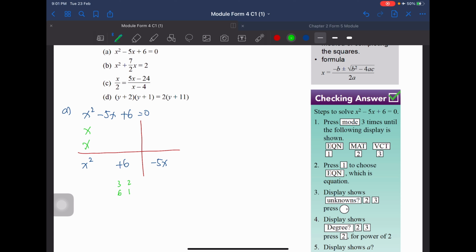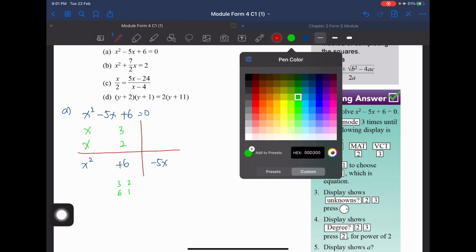Next tengok sini, we have 5. Abaikan dulu dia punya simbol. 5. What are the two numbers? Kalau awak tambah atau tolak akan dapat 5. So 6 plus 1 is 7. 9 minus 1 is not 5. 3 minus 2 is 1. 3 plus 2 is 5. So it means we can use this combination, 3 and 2. Because depan ni 1, so we can write it mana-mana lah. 3, 2. Then we cross multiply.